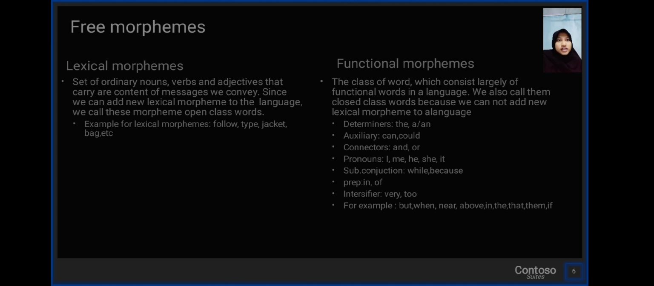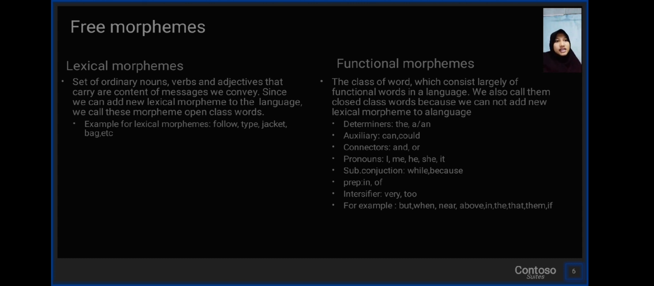Next is the definition of free morphemes. Free morphemes are divided into lexical morphemes and functional morphemes. Lexical morphemes are the set of ordinary nouns, verbs, and adjectives that carry the content of the message we convey. Since we can add new lexical morphemes to the language, we call these open class words.